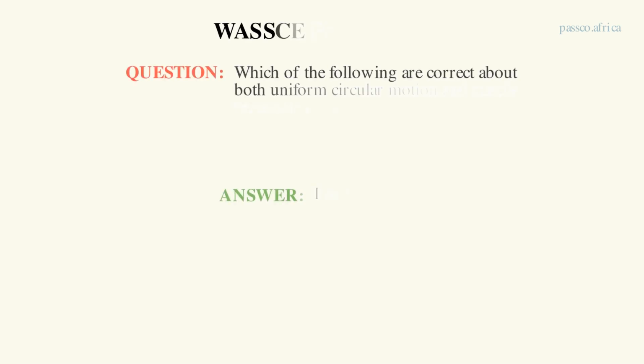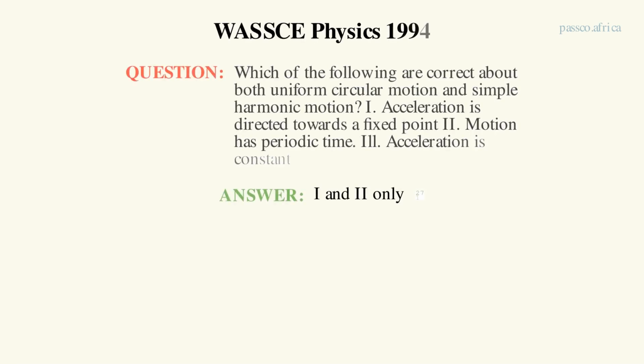Welcome to Passco Africa. Here is the question. Which of the following are correct about both uniform circular motion and simple harmonic motion? 1. Acceleration is directed towards a fixed point. 2. Motion has periodic time. 3. Acceleration is constant. Now, try it yourself.